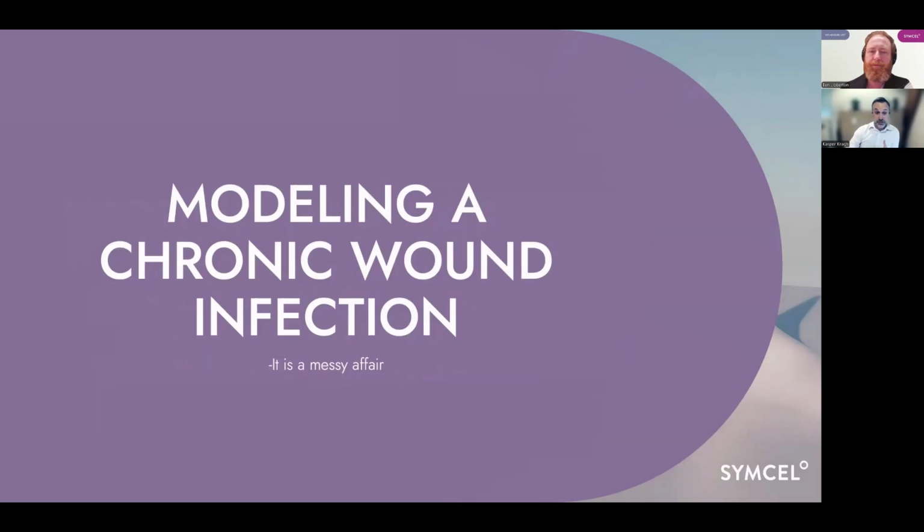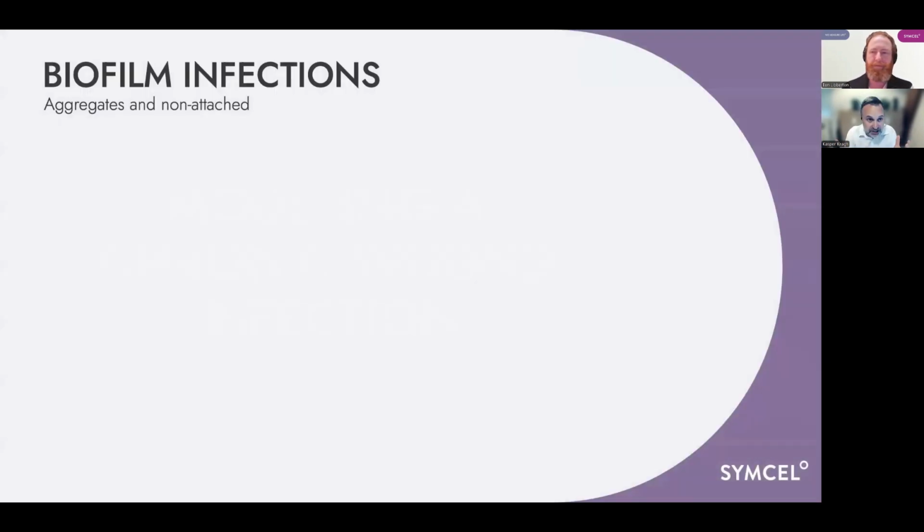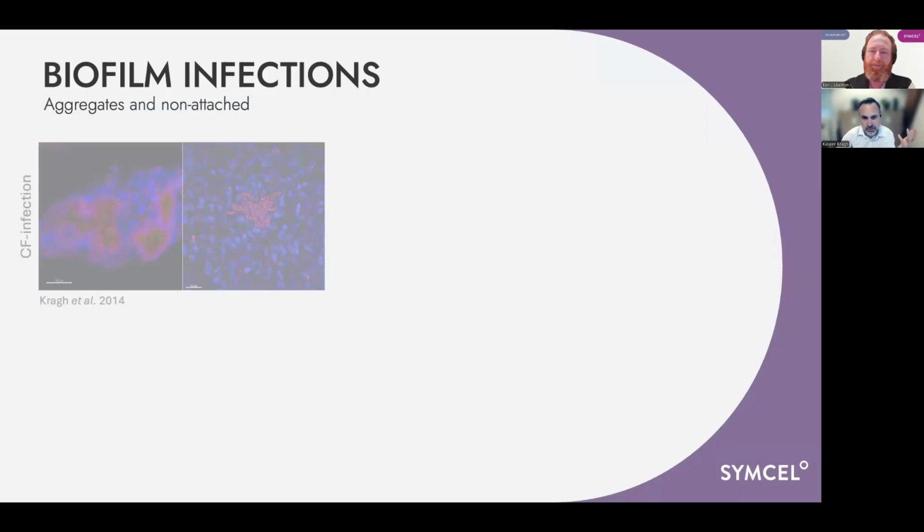But let's first start to talk a little bit about how to model a chronic wound infection, because as I write here, it's a messy affair. If you look into what a biofilm infection is, we've done a lot of microscopy over the years of these infections, taking out samples and actually looking into them. Many people, when they think about a biofilm, think about something that's attached to a surface, and thick biofilms like in some of our model systems. But when we actually look into the infections themselves, the picture that we're getting is a bit different.